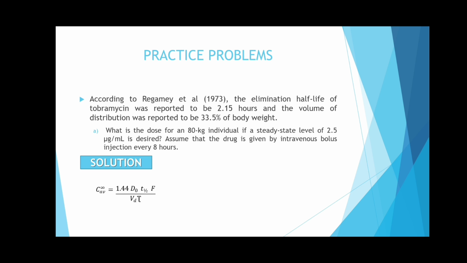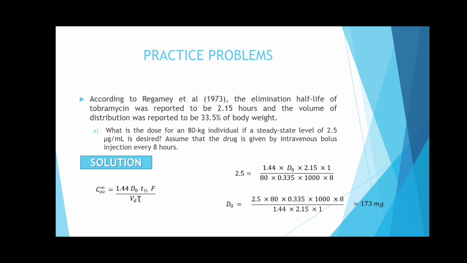So for the solution, we'll use the same formula, and what we need to calculate over here is the dose. D naught we need to calculate. So we'll put in the values according to the formula and calculate D naught. We'll rewrite this and we'll get 173 mg. So the dose should be 173 mg after every 8 hours.